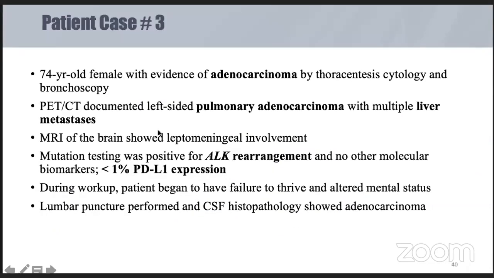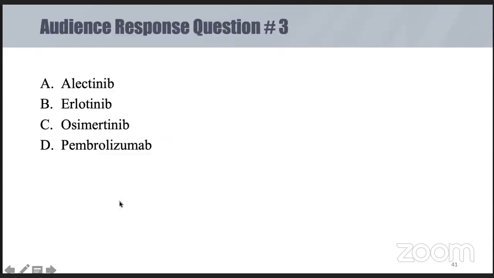So now let's go quickly to the third case. This is a 74-year-old female having adenocarcinoma with liver mets, so this is a metastatic adenocarcinoma, non-small cell lung cancer. This patient was found to have ALK rearrangement positive and PD-L1 less than 1%. I know that maybe the question is not there, but I think it's obvious: what's the best treatment option for this patient?